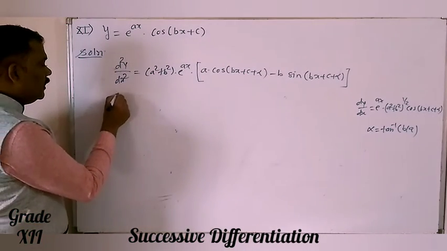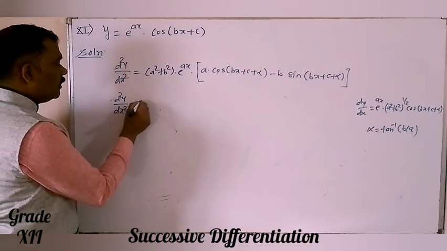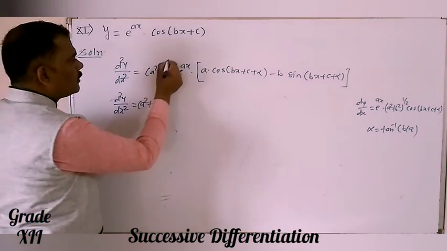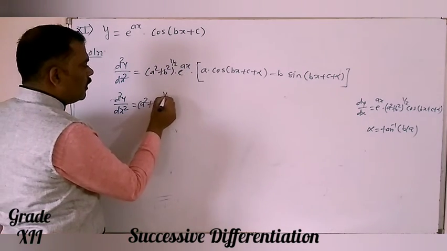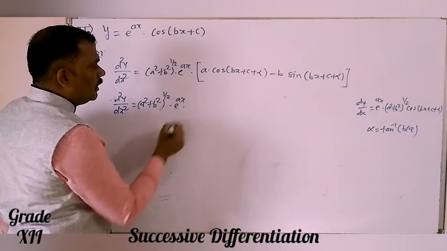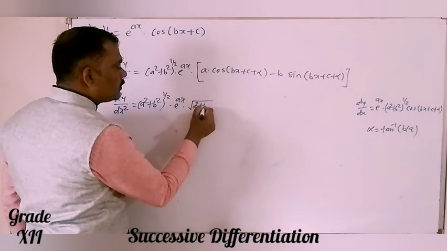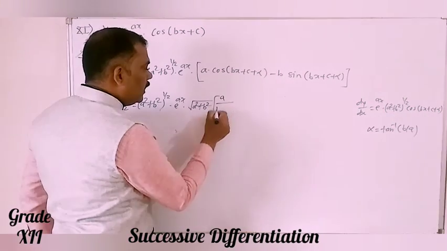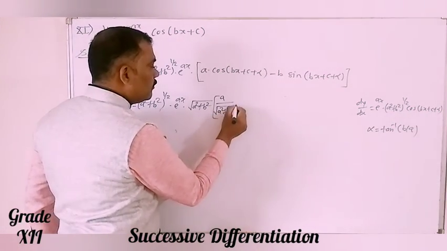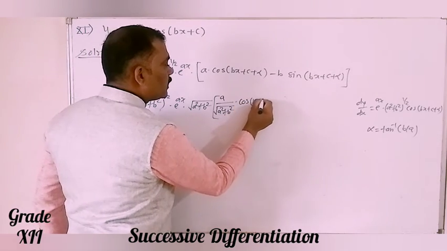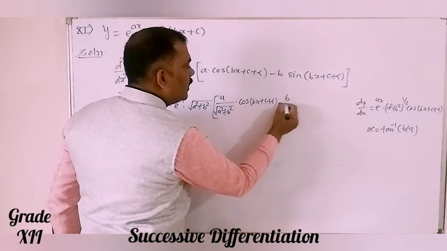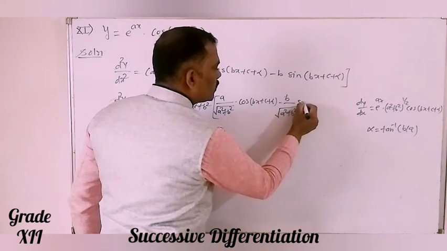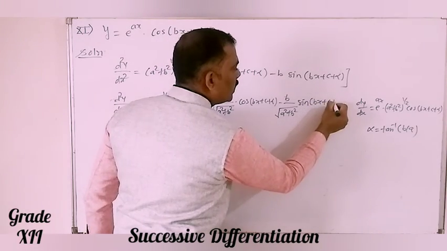Again d2y by dx square is equal to a square plus b square raised to half into e raised to ax into, we have to multiply that under square root of a square plus b square. Same time we have to divide it by a divided by under square root of a square plus b square into cos of bx plus c plus alpha minus b divided by under square root of a square plus b square into sine of bx plus c plus alpha.